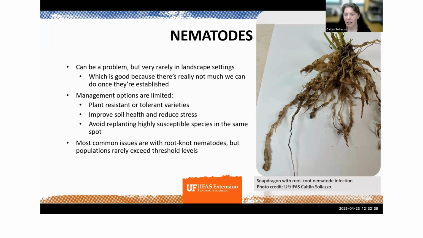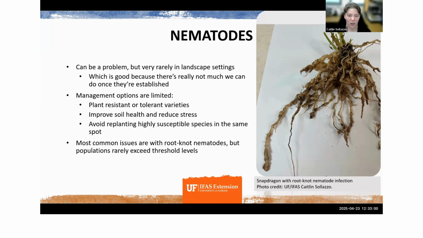And if they are, there's not much we can do about them because there's not a lot of nematicides to treat them. So the best thing is just resistant plant varieties if you can find them. And like everything else, just have healthy plants. The healthier the plant, the better the plant is suited for that condition and that environment, the fewer problems you are going to have.